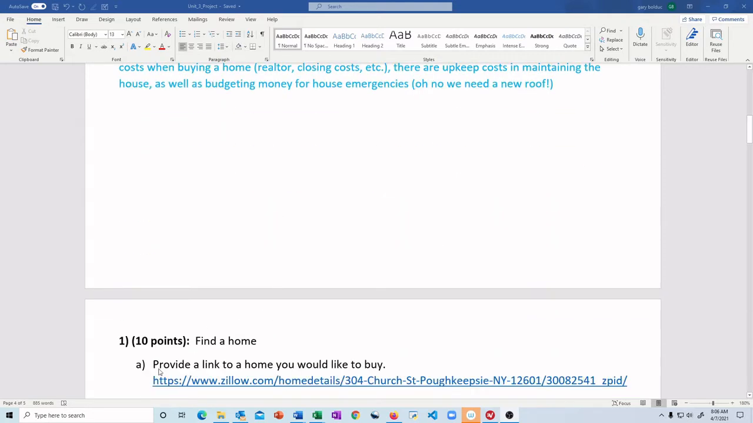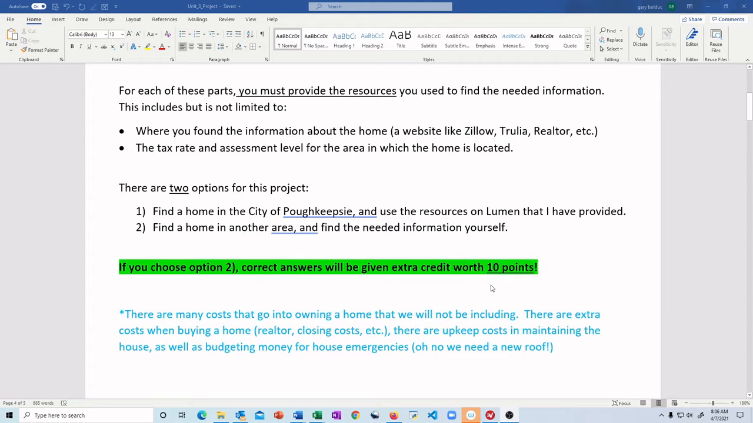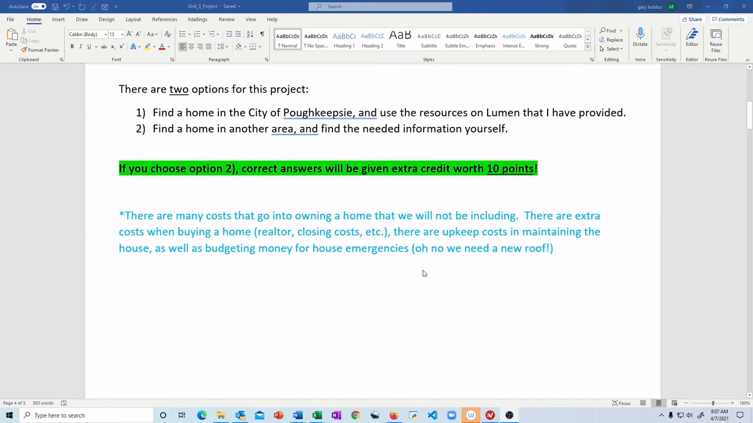And you can see the point breakdown on the problems to get an idea what that's like. That's worth extra points because it's going to be more work to go find the assessment level for your area and the tax rate for your area. But it's an interesting thing to try to do, and you get extra points for it. Either you stay in the city of Poughkeepsie, and it's all good, no problem, or you go to another area, and if you successfully find that information, then you get extra credit points for that. So, up to you which of those you want to do.